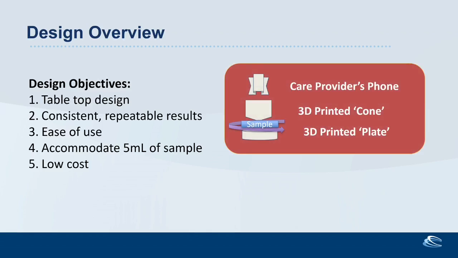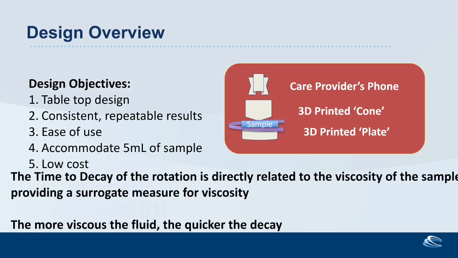So the analogous design that we tried to emulate was something related to a cone and cup viscometer, but instead of using complex hardware for sensors, we elected to use the gyroscope of the smartphone. So the principle is that a sample is sandwiched between a cone and a plate, and the plate is stationary, and the cone and the provider's phone would be rotating against the resistance of the sample. Now, the thicker the sample, in other words, the more viscous the fluid, the quicker it decays around the resistance of the sample.